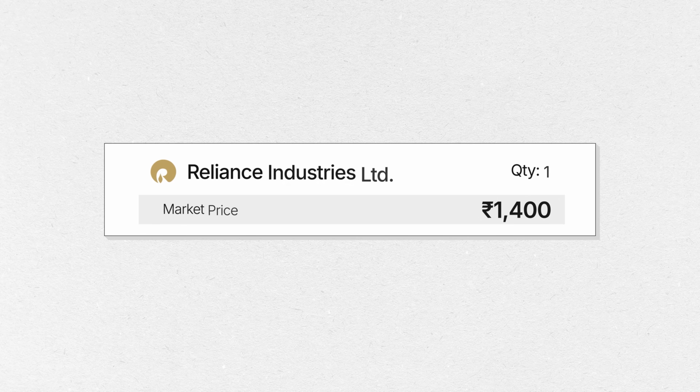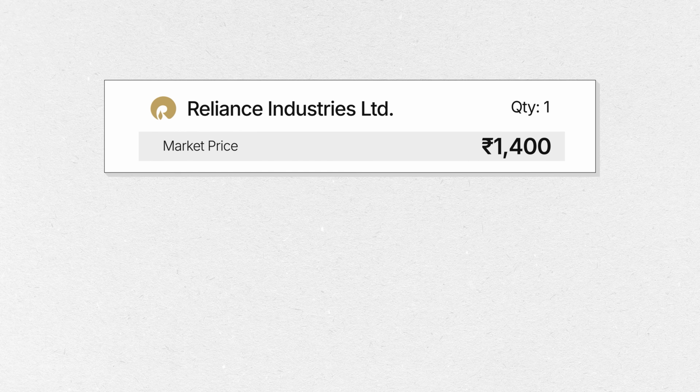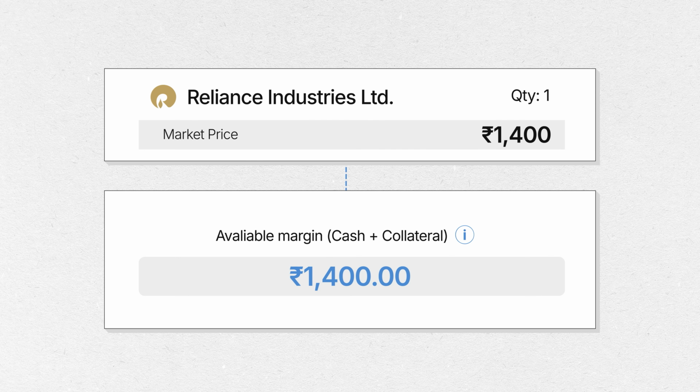Next, let's talk about contract value, also called notional value, and how it relates to lot size. When you buy shares in the cash market, things are simple. If you buy one share of Reliance at 1400 rupees, you need exactly 1400 rupees and you own one share. Derivatives, that is futures and options, work very differently.